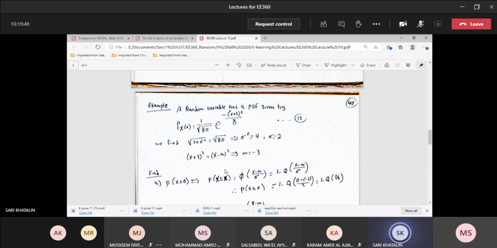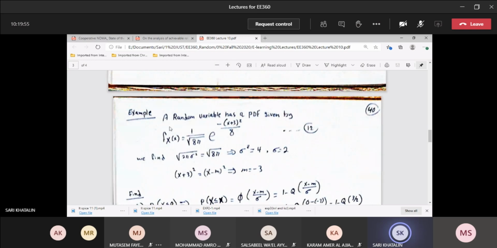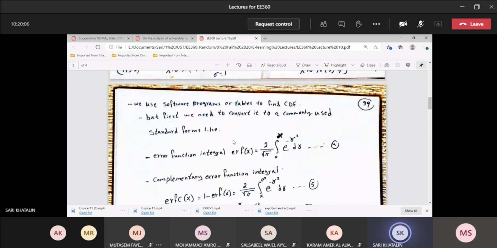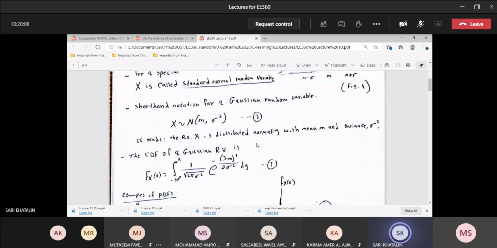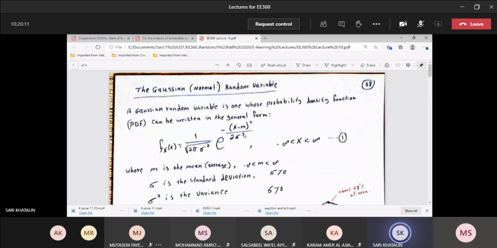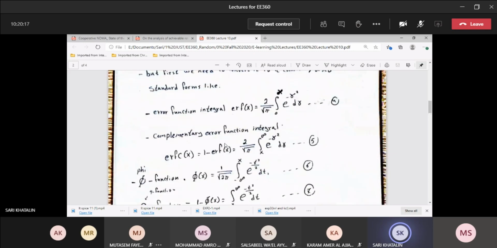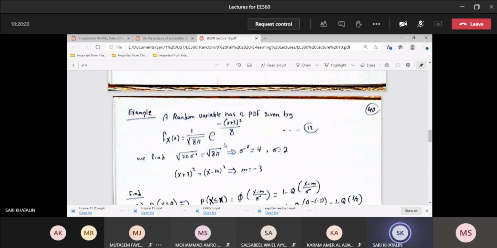Now let's go to page 40, where we have an example. On page 40 here, we have a random variable, and this random variable has a PDF given in equation 12. If you compare equation 12 with equation 1, which is on page 38, you will see it's the same general form, which means it's a normal distribution or normal random variable.